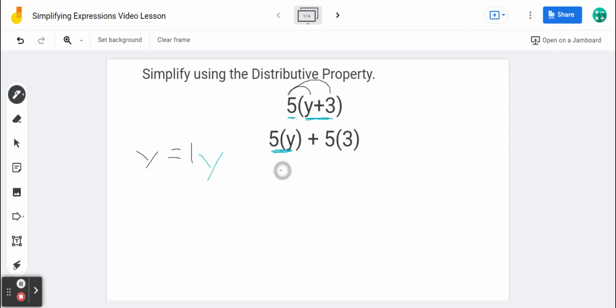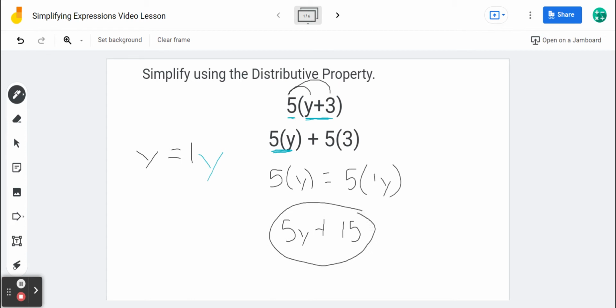So when we do 5 times y, we're actually doing 5 times 1y. And when you multiply this, you're actually multiplying 5 times the coefficient, which is the 1. 5 times 1, this happens to be 5. And then you finish it off, and then 5 times 3 is 15. And that's how we simplify the expression.